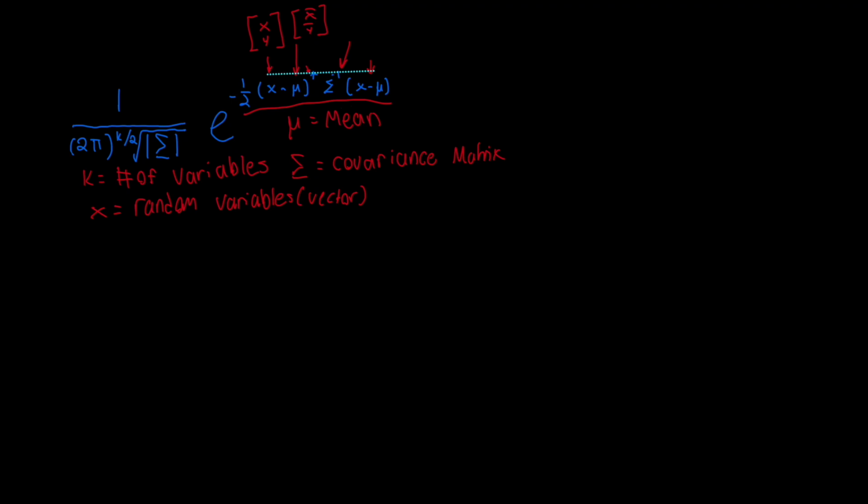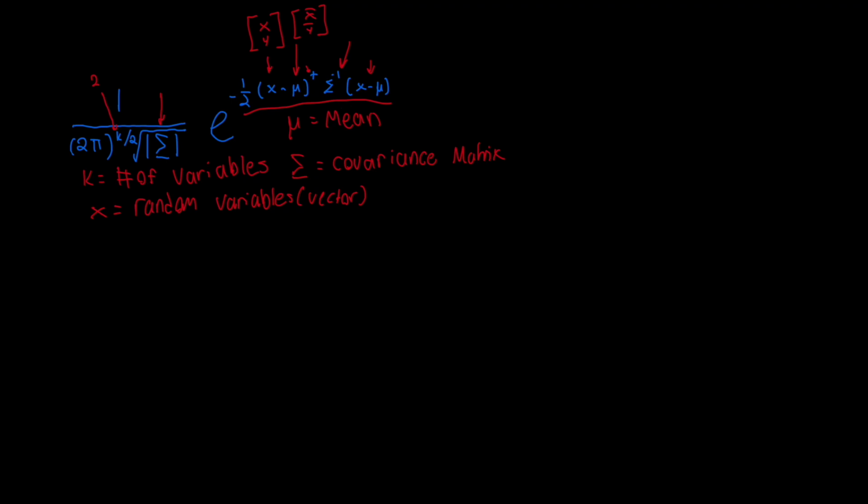Up here in front of the e, we have 1 divided by 2 pi raised to the k over 2. This k here is just going to be the number of variables. So again, in the two-dimensional case, this would just be 2. And then this in these bars, square rooted, is the square root of the determinant of the covariance matrix. The determinant just kind of tells you the size of a matrix. Since matrices specify linear transformations, you can take how much that linear transformation scales an area or a volume, and that'll tell you the size, I guess, of a matrix.